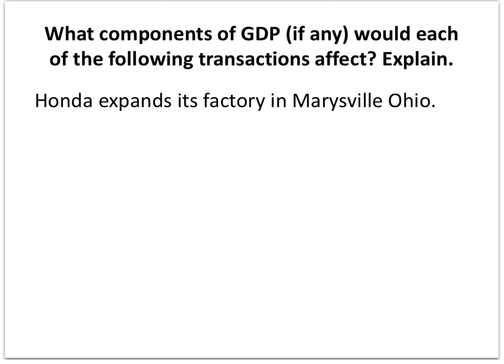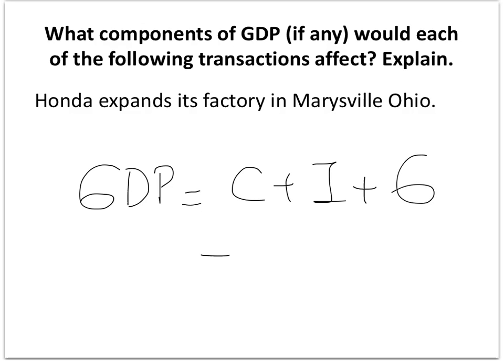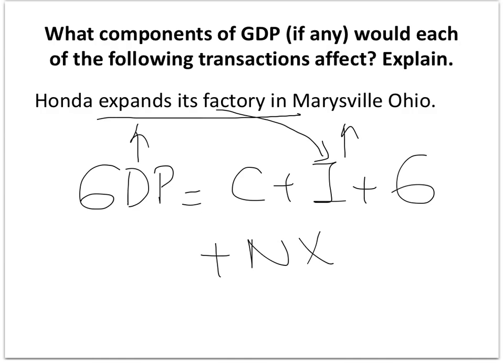In this example, Honda expands its factory in Marysville, Ohio. So here, let's write the GDP again: consumption plus investment plus government expenditures plus net exports. Honda expanding its factory is an investment. When you build a factory, all these spendings are considered investment. When investment increases, GDP increases.